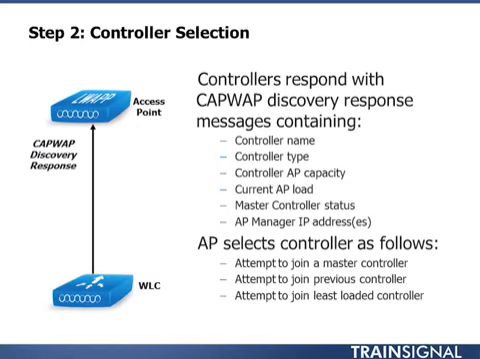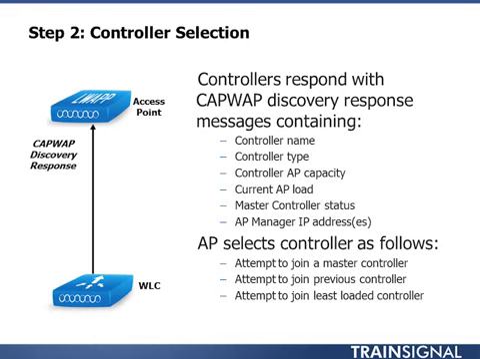So once you've found the wireless LAN controller, you can then send your discovery request, and the controller will respond back with a CAPWAP discovery response message. It'll tell it the controller's name, the type of controller, the AP capacity, and the current AP load. The current AP load actually means the number of access points that are currently joined to that wireless LAN controller.